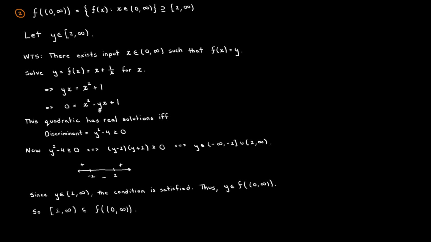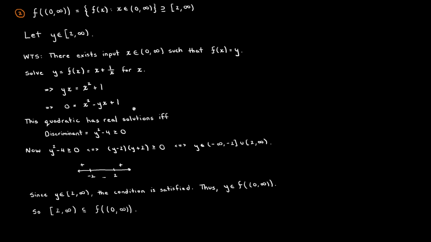And then we can bring the yx to the other side, and we see that this is a quadratic in x. Remember that y is actually a fixed number here, right? y is some element from 2 to infinity. It's some fixed constant here, and so x is really the variable. Now we can use the quadratic formula to explicitly solve for x. But in this problem, we don't actually have to find the corresponding input. We just need to argue why an input must always exist.